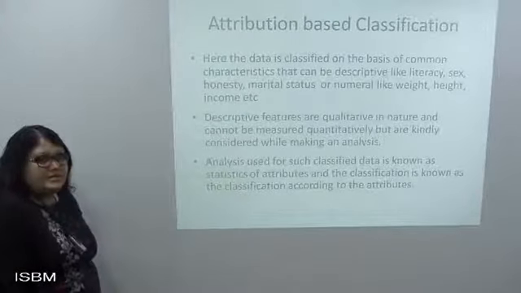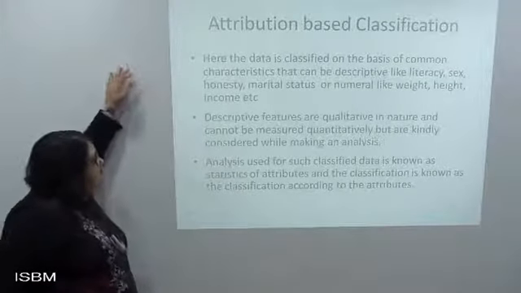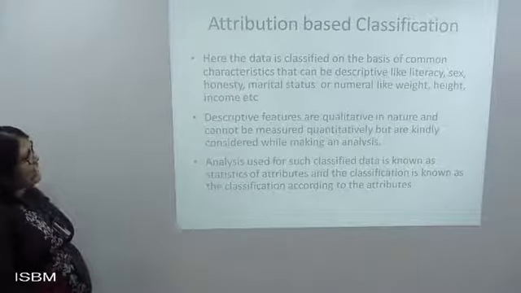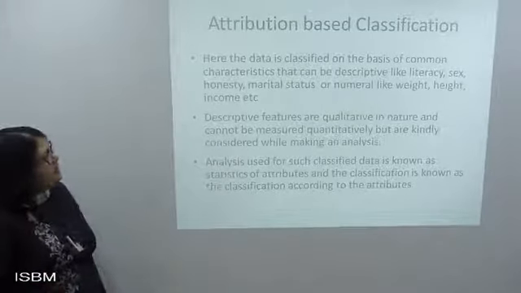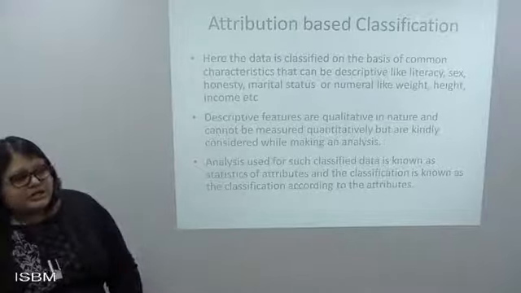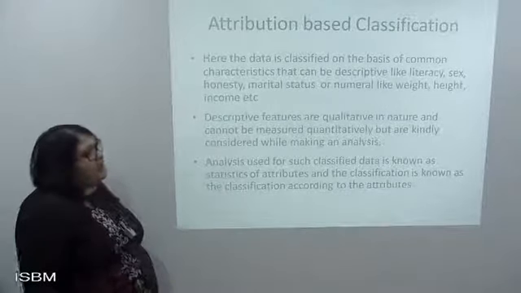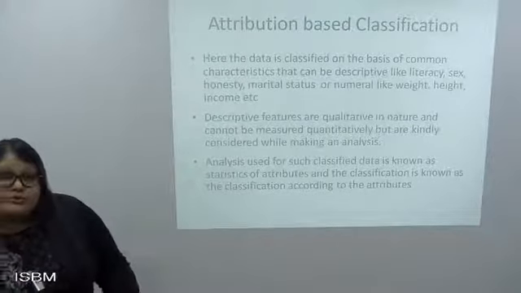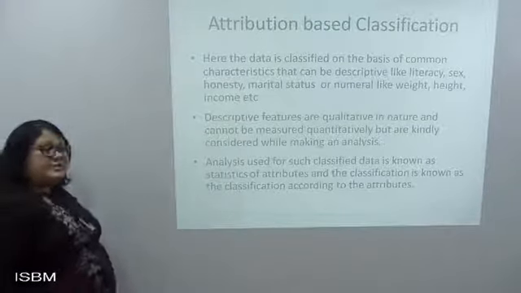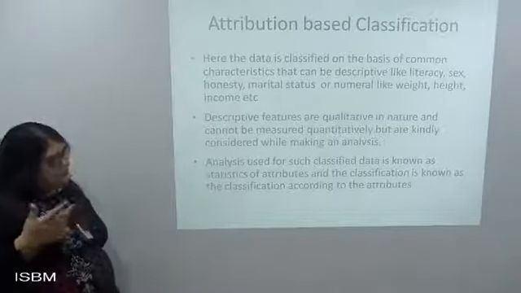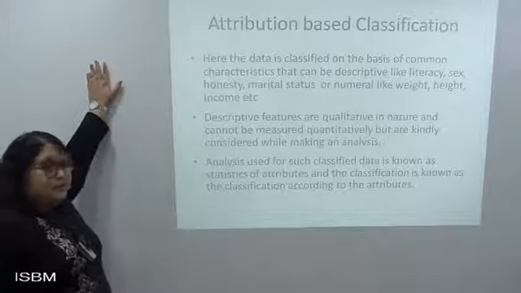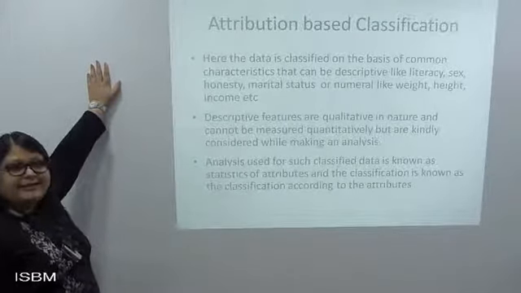Now attribute-based classification. Here the data which is collected is classified on the basis of characteristics that can be descriptive like literacy, sex, honesty, marital status, or numerical like weight, height, income, etc. So if I ask you to do an action-based research on a particular community, the very first thing you will fill in your questionnaire is the set of questions which will help you identify the literacy rate, how educated are the people over there, the sex, is it male dominated or female dominated, honesty, are the people being truthful to the questions which you are trying to ask, the marital status, the married people, unmarried people, or numerical things like the weight, the height, the income, how much they are monthly earning, yearly earning, and so on.